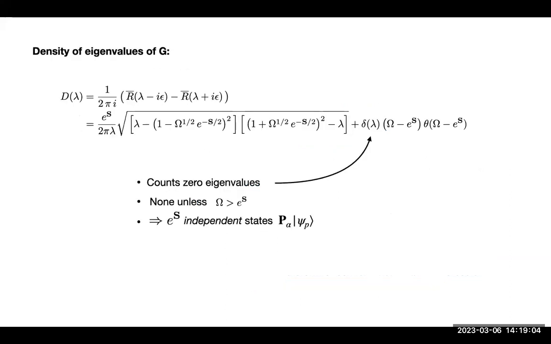So now the density of eigenvalues of the Gram matrix is the difference of the resolvents across the cut. I'll get this continuous piece here, and I'll get a delta function here, which counts zero eigenvalues, and there will be none if the size of the Gram matrix is larger than e to the S, where S is the entropy of the two-sided black hole. So I have e to the S independent states, this projected basis. That's a statement that when I make all this set of assumptions, I naturally get out a set of independent states, the number of which is equal to e to the S, where S is the Hawking-Bekenstein entropy at this leading order.